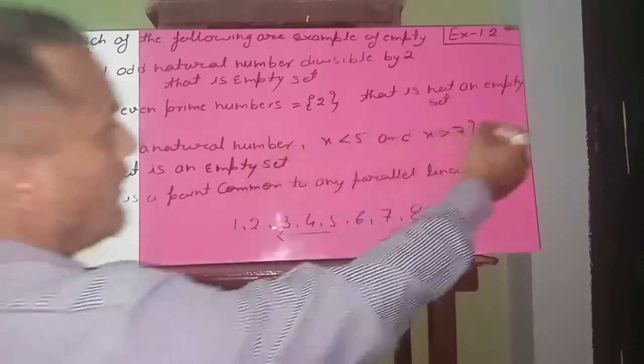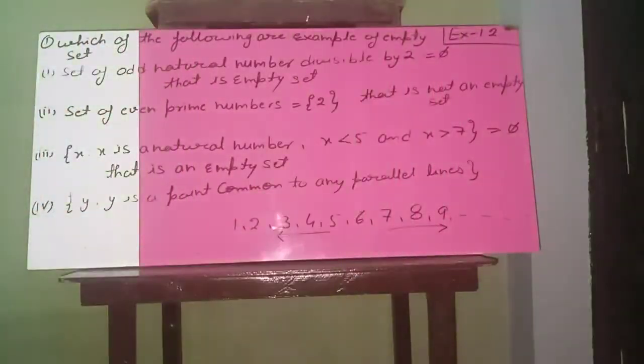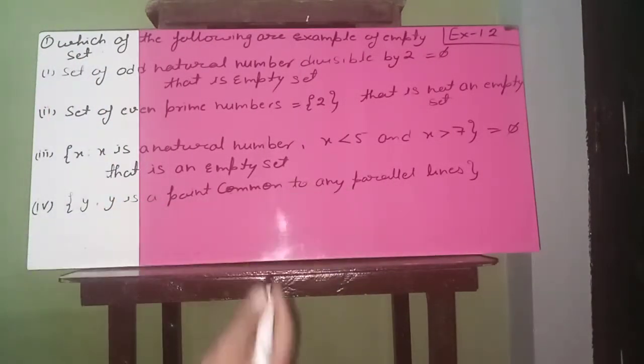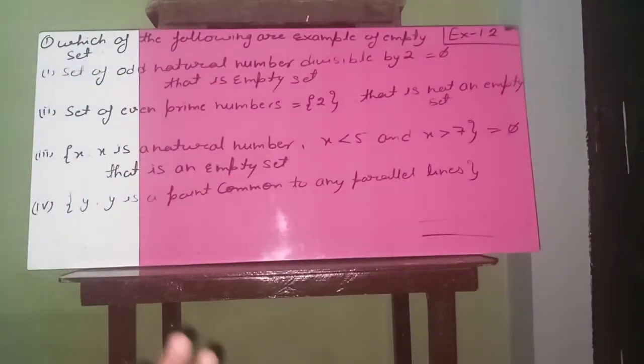Empty set. Why? Because that is 5. That is also 5. Okay. After that, its fourth part is: what is y, such that y is a point common to any parallel line? So what is the definition of parallel lines? They do not cut each other at any point.